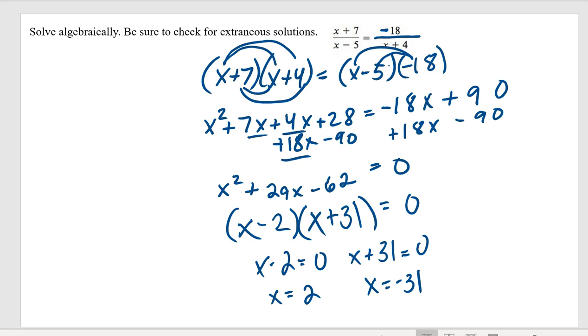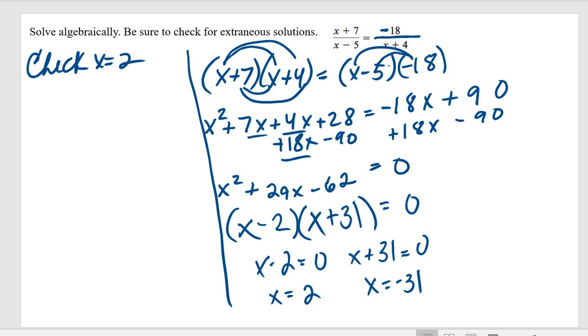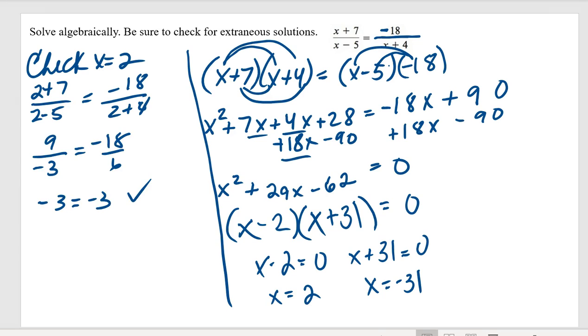And I have to check. Remember, for rational expressions and radical expressions, you have to check because you might get these pesky extraneous solutions. So you have to always check. So let's check x is equal to 2. So I put it back into my original equation, replacing x with 2. And it turns out to be a true statement, so I know that x is equal to 2 is a solution.